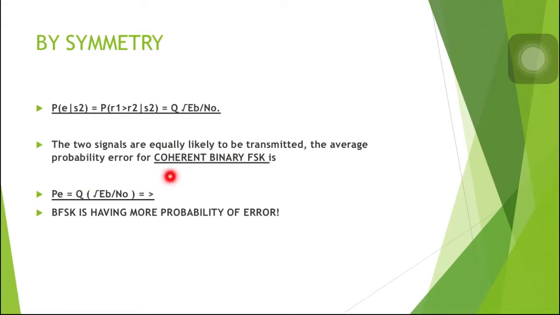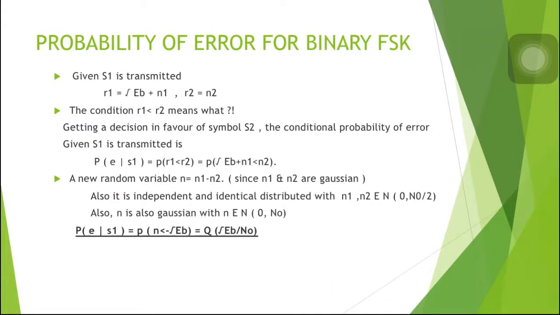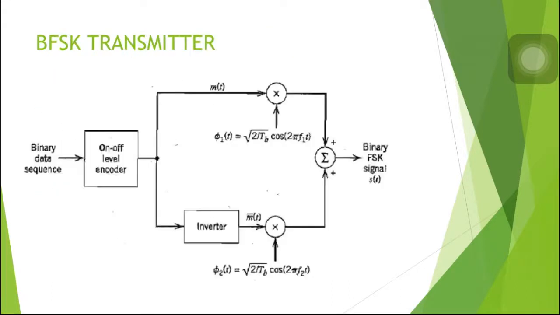The average probability of error for coherent binary FSK, or BFSK, is given by this equation. What does that mean? The probability of error is equal to Q of the square root of Eb upon N0. So BFSK has a higher probability of error. Okay, so that's another thing.